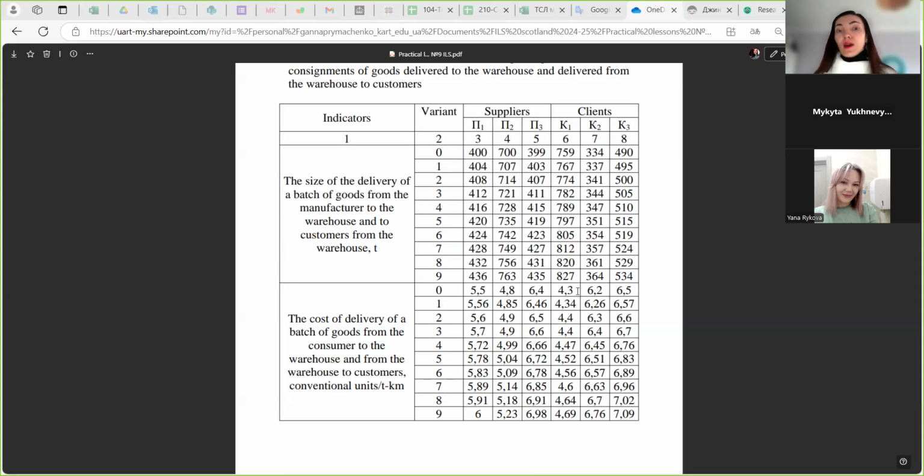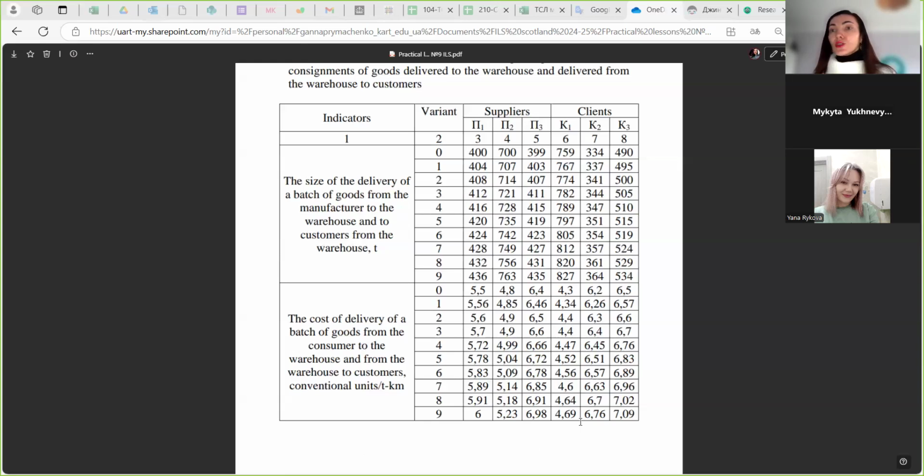Conventional units are per 1 ton-kilometer. For example, for the first variant, it is 4.34. For the second variant, it is 4.4. Find this tariff information for your variant, please. It is the third column from the end. For client 1, it is the tariff, the cost of delivery.